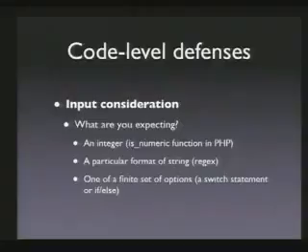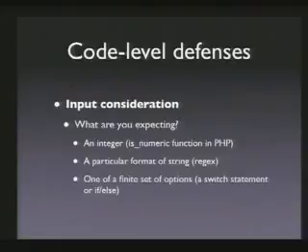With input, when you're dealing with code-level stuff, that's what you have to take into account for any kind of attack. You have to think about, for each one of the values you're dealing with as input, what are you expecting? Are you expecting an integer? Are you expecting a particular format of string? Are you expecting one of a finite set of options? And in parentheses, I put a couple of ways that you deal with that.